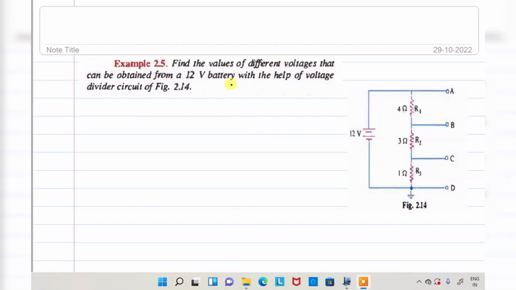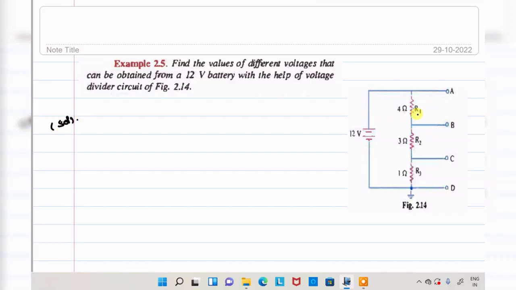Example 2.5. Find the values of different voltages that can be obtained from a 12 volt battery with the help of the voltage divider circuit. With this example, I will explain all the cases to find out the voltages. In the examination, they can provide any equation, any circuit, and you can find out the answers. You can play with the circuit. So see here.